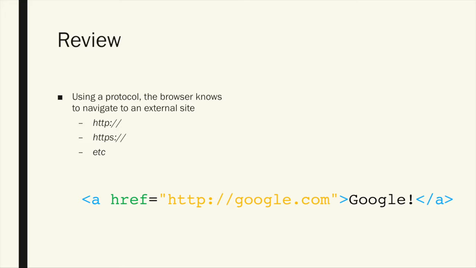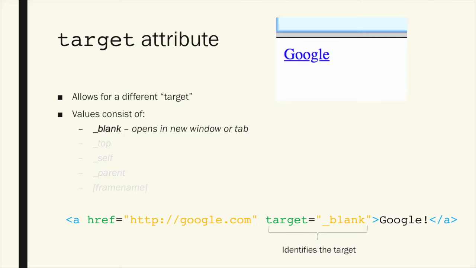In this basic example, I have http://google.com, which tells the browser, hey, this is an external site. Don't look for anything on the local server called google.com. With this, we're going to add a different attribute called target.